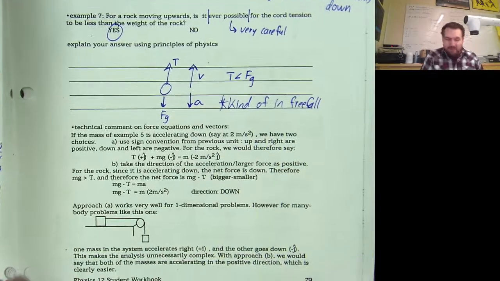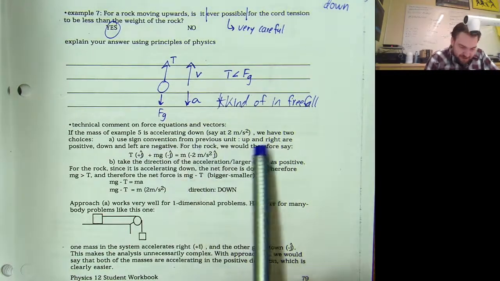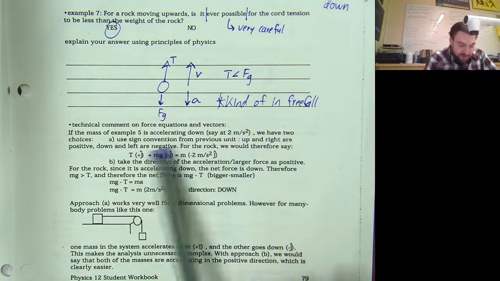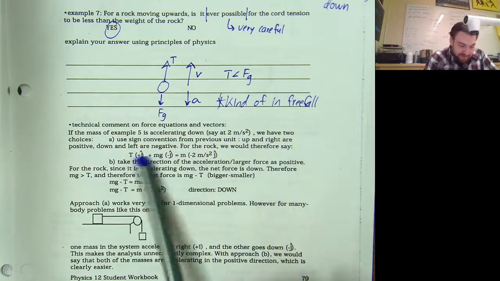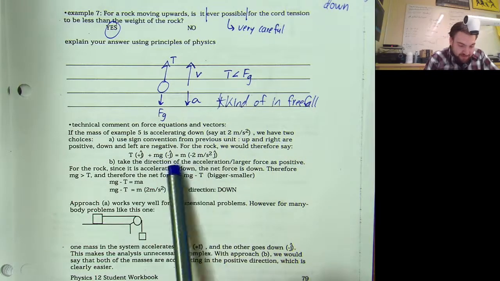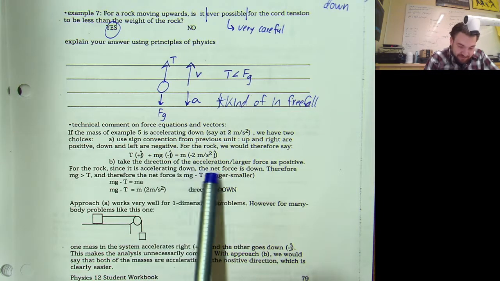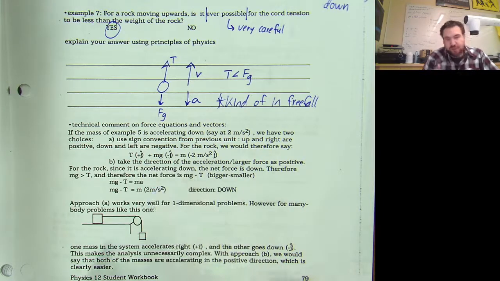There's a technical comment. If the mass of example 5 is accelerating downwards, we have two choices. We could use a sign convention from the previous unit: up and right being positive, down and left being negative. For the rock, we would then say we have this scenario. We could also take the direction of the acceleration or the larger forces as positive. So this is what I said before. You can choose now which direction you want to be positive. And I know Morrison does this, so if you had physics with him, you've seen this before.